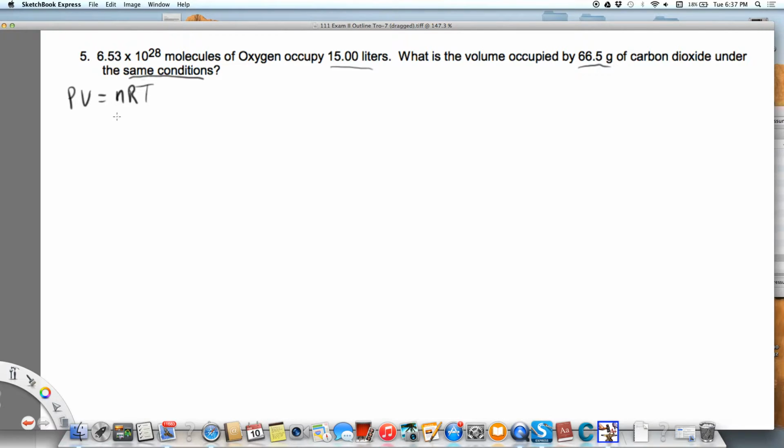So in order to do that, we're going to need moles, and you can see that we've got moles here. Even though it's molecules, we can change that to moles. So we're going to change to moles. So let's find, first, moles of carbon dioxide. So let's take 66.5 grams CO2 times 1 mole CO2 over 44.01 grams CO2. And this gives us 1.51 moles CO2.